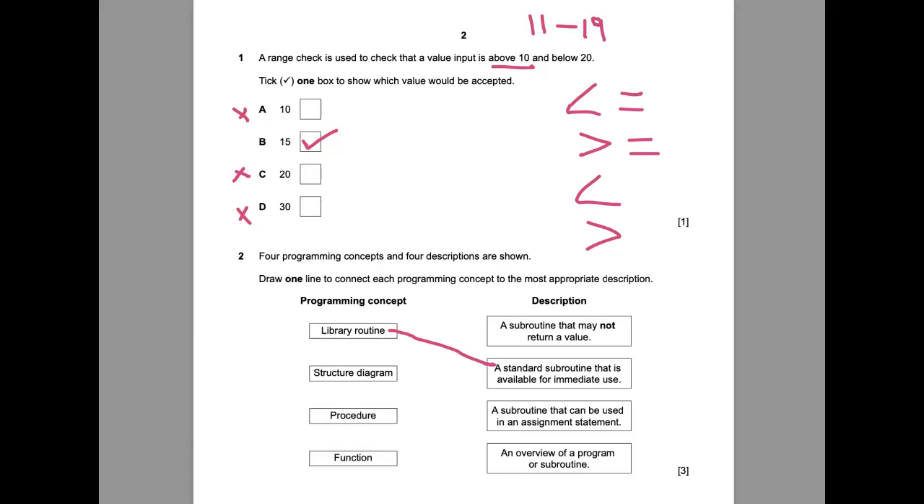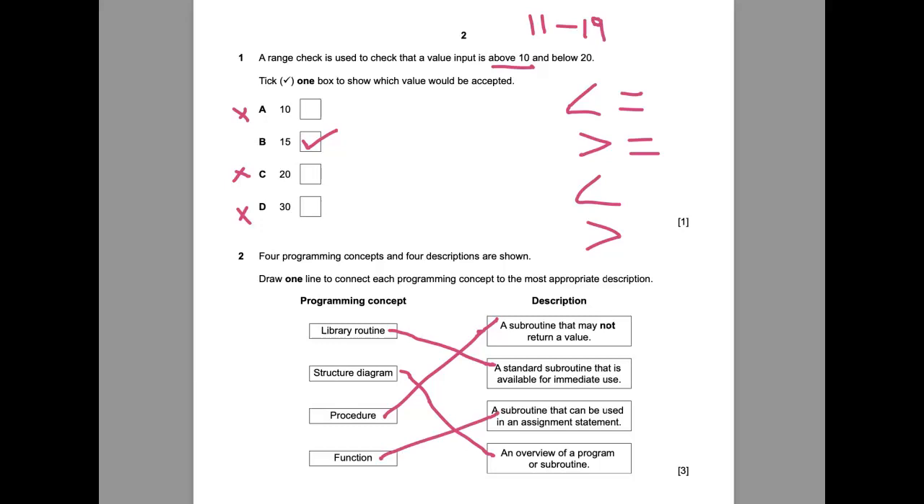Then we've got a structure diagram. So a structure diagram is the last one here, an overview of a program or subroutine. So it gives us the hierarchy. A procedure is a subroutine that may not return a value. And then finally, a function is a subroutine that can be used in an assignment statement.